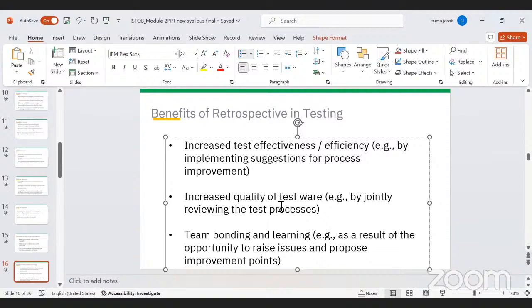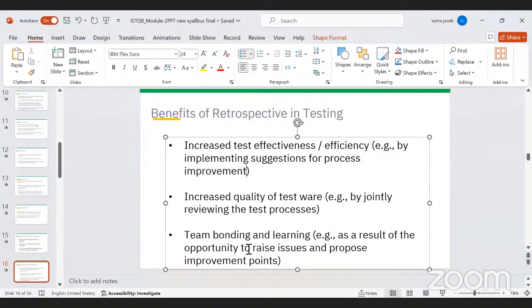For example, if there are three QAs and three QAs are writing the test cases in three different formats or three different templates, there should be a common template, or there should be an agreed standard in which all the different test documents should be written. So if there is a gap in any of the documents, that could be discussed, and this review process will improve the quality and consistency of the different test documentation. That is very important.